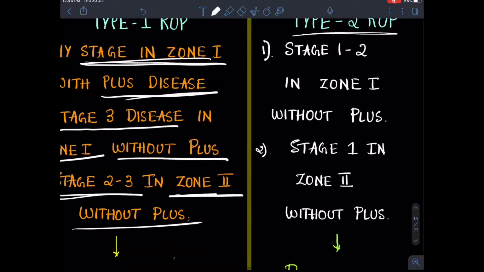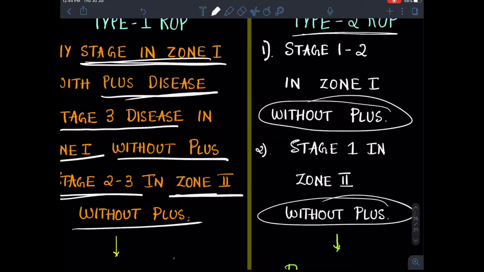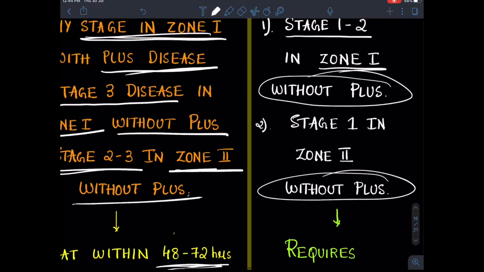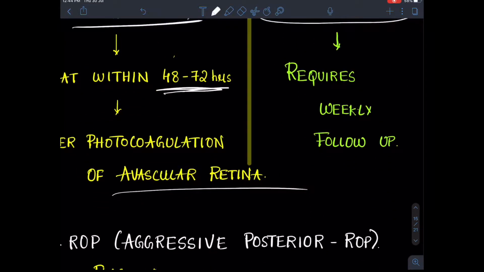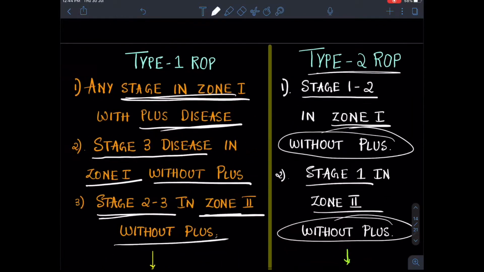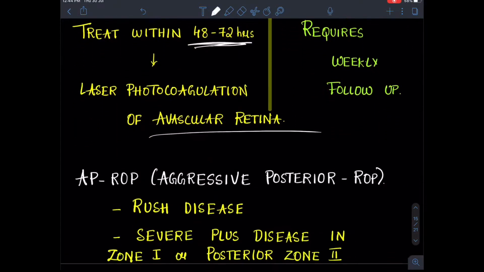Okay, in this we have two categories. In both categories we have a common criterion, which is without a plus, that is low risk. In the first one we have stage 1 or 2 in the zone 1 and the second one stage 1 in the zone 2. This requires only follow up so that when it reaches the stage of type 1 ROP, that is high risk ROP, it can be treated.